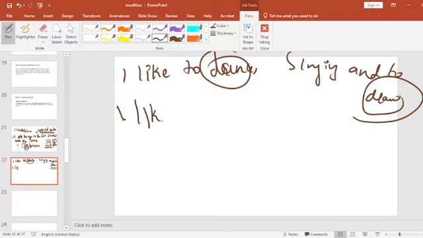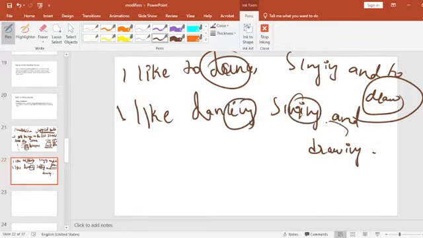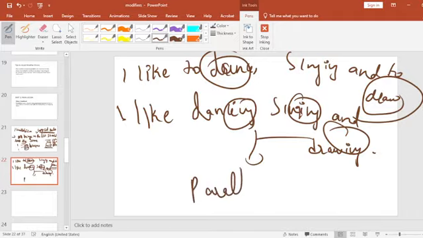I like dancing, singing, and drawing. So this is right. Why? Everything ends with ing, which is equal, which is parallel. So that's why it is called parallel.